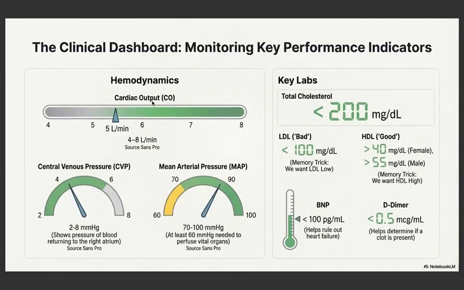And then we have D-dimer. We normally use this for testing for clotting. Like if someone is coming in with chest pain, for like an NSTEMI or for a STEMI or something like that, this is going to help determine if there is a clot.